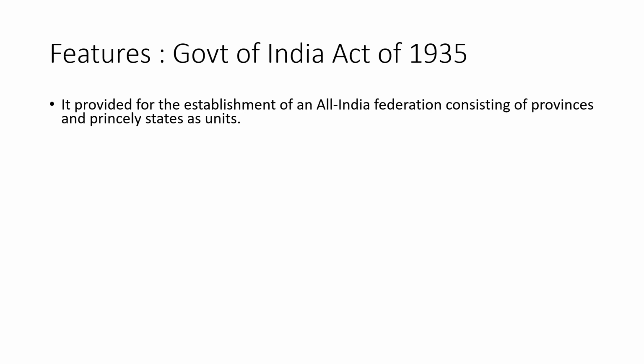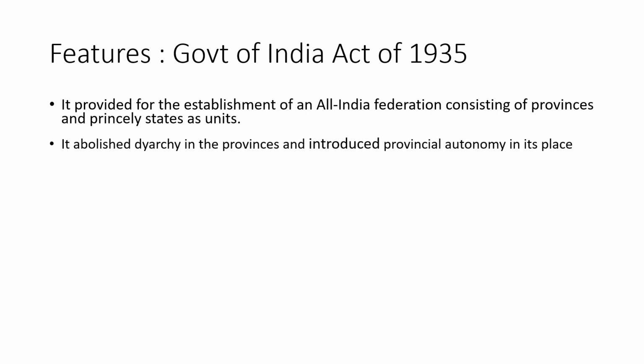So even now we know there is a state list, there is a center list, and there is a concurrent list. So in this case, the act divided the powers between center and units in terms of federal list, which was for the center, provincial list, which was for the provinces which were ruled by the British government, and the concurrent list, that means which was for both of them. Now the residuary powers were given to the viceroy. However, the federation never came into being as the princely states did not join it. Now this did not happen because the princely states denied to join it.